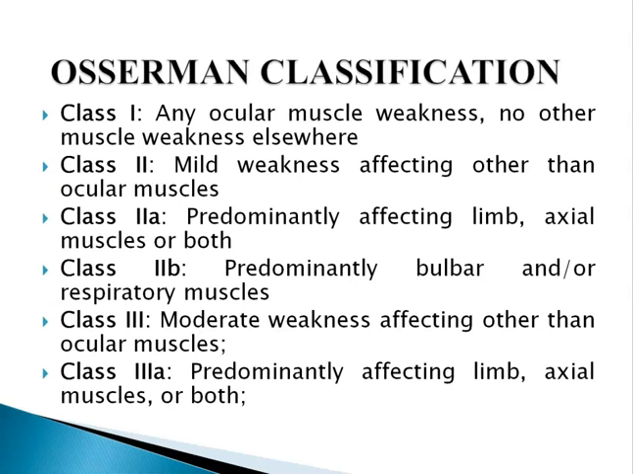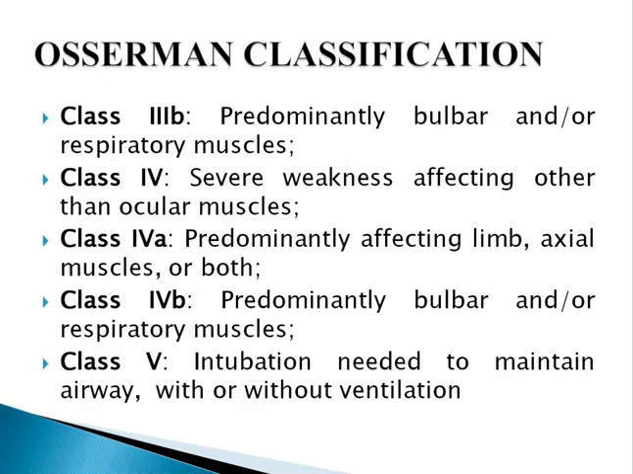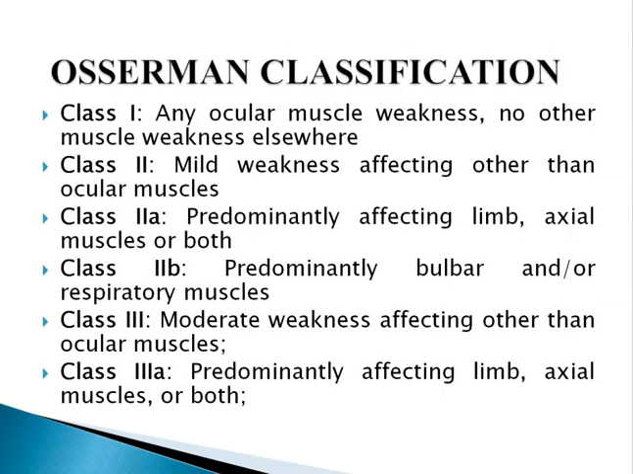Class 2A is mild weakness affecting the limb and axial muscles, or even both. Again, the same thing is repeated in class 3A, where it is moderate weakness affecting the limb, axial muscles or both. Again in class 4A, it is repeated as severe weakness affecting the limb, axial muscles or both.